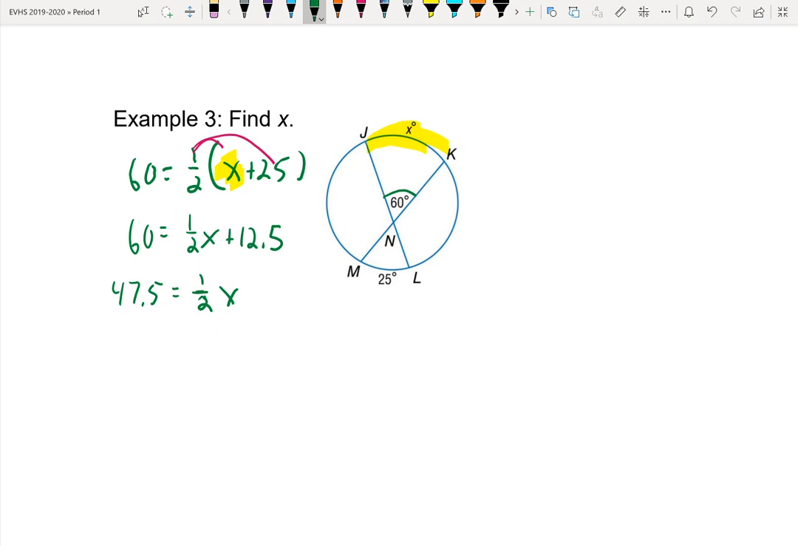And now, multiplying by 1/2, the way I get rid of that is by multiplying both sides times 2. That's going to give me x equals 2 times 47.5 equals 95 degrees.